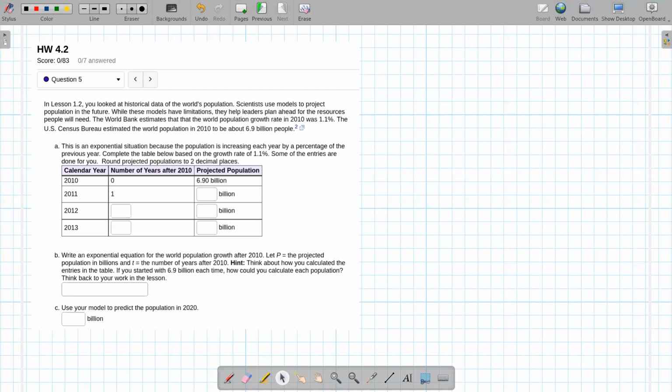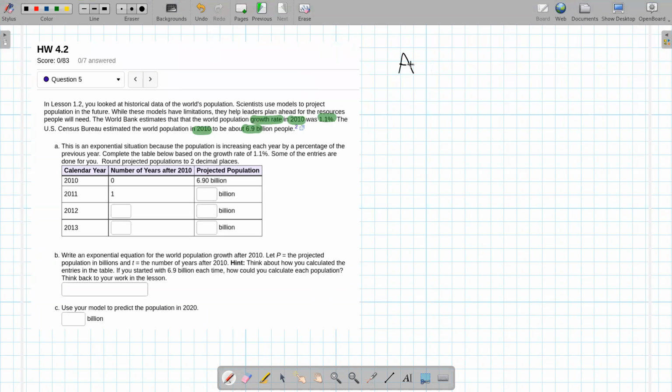All right, so we have population growth rate here. We have this table. Spreadsheet's going to be a great way to analyze this. Things we need to know here, that the growth rate in 2010 was 1.1%, and that in 2010, there were about 6.9 billion people on the planet. And this is like yearly compound interest, but with people.